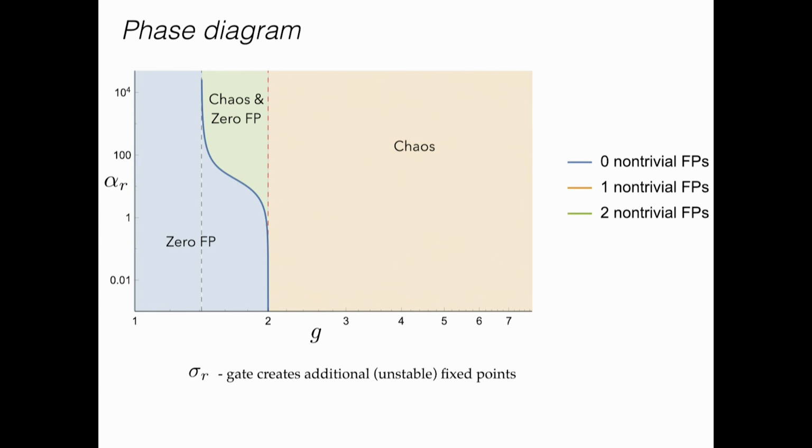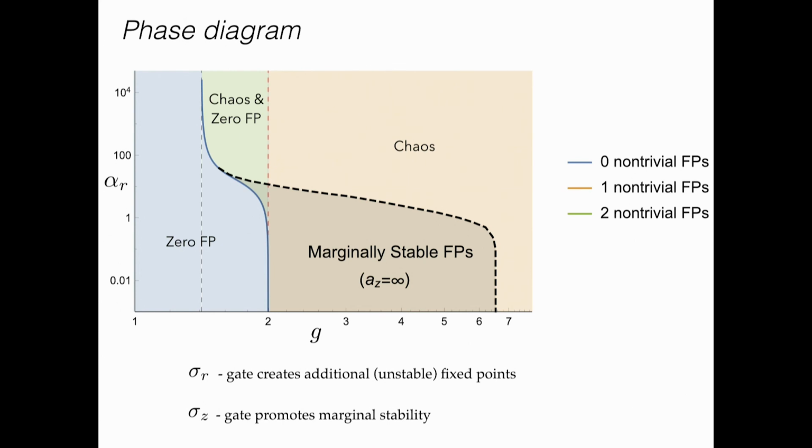From this, you can also compute a phase diagram, and for small values of alpha r, you have a transition between a dynamics where you just have a stable fixed point at 0 and chaos, just like you have in the standard additive model. But as you ramp up alpha r, you get a new regime that emerges where you have a coexistence of chaos and the 0 fixed point. Moreover, when you ramp up the Z gate to be switch-like, you get a whole new regime where you get a bunch of marginally stable fixed points that washes out this big regime of chaos.